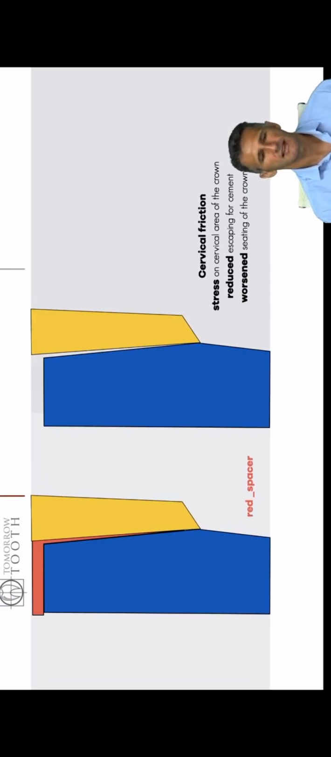In the red on this slide I put the spacer, and you have the situation removing the spacer. All the friction is enhanced, and it is on the third cervical of the crown, on the cervical third. So what happens using this approach? You have a lot of stress on the cervical area of the crown, that in our approach, in many cases, is 0.2, 0.3 millimeters, okay? You have the biggest stress on the thinnest area. There is a reduced escaping for the cement, and you have a worsened seating of the crown.